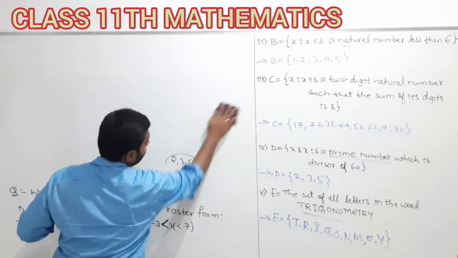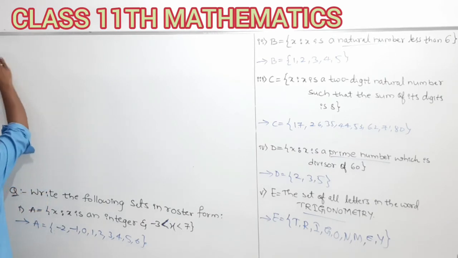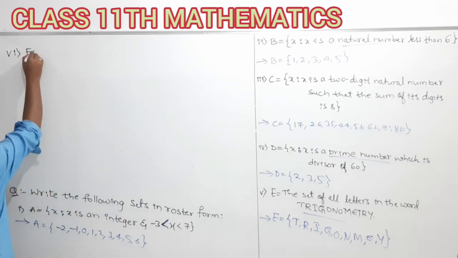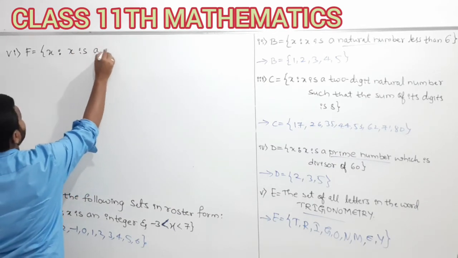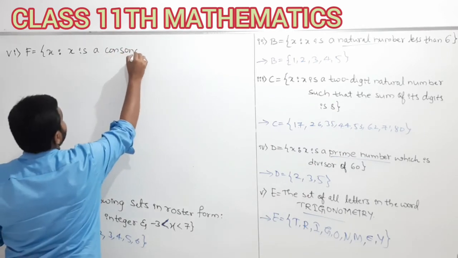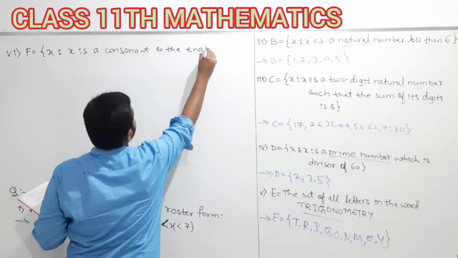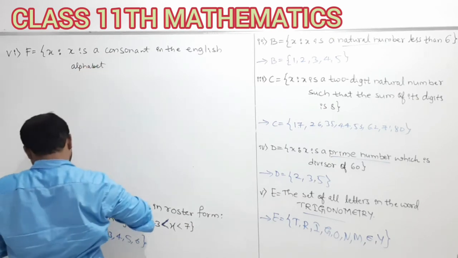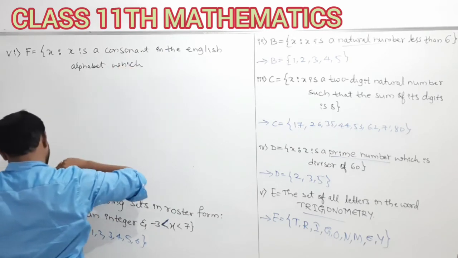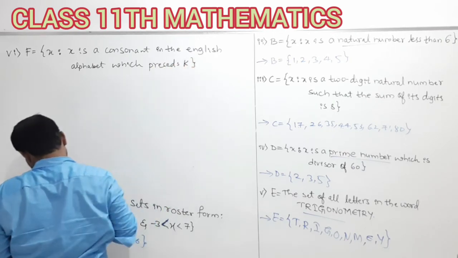And next question, my dear students, the sixth one, I am going to write the question. Again it is similar. What is that? The sixth one is F equals the collection of all elements such that X is a consonant in the English alphabet which precedes K.